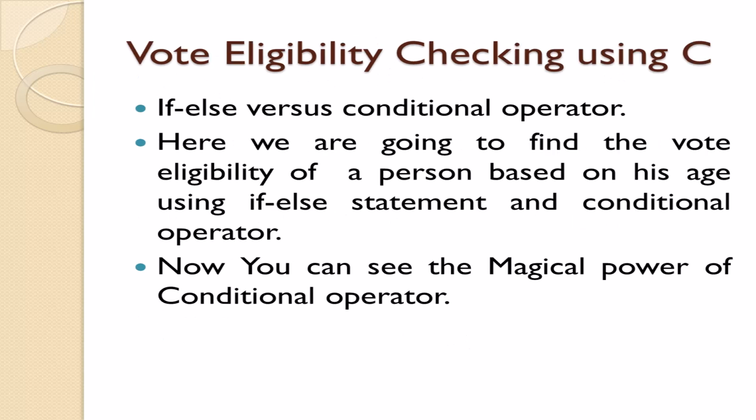Now, vote eligibility checking using C. Here we are going to compare two things, the if-else statement and the conditional operator, using a C program. We are going to find the vote eligibility of a person based on his age using the if-else statement and the conditional operator. Now you can see the magical power of the conditional operator.